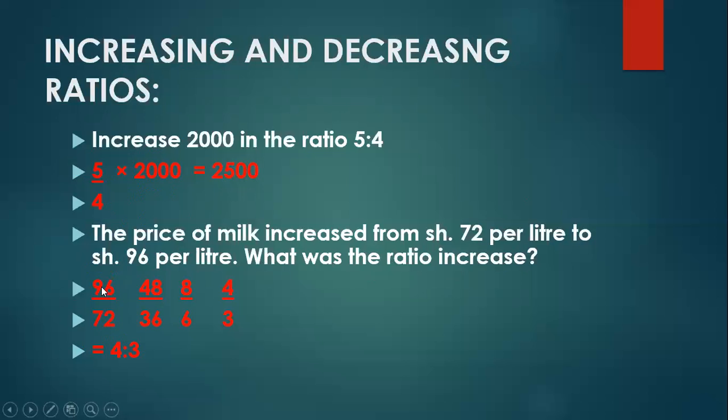If you simplify here by 2 is 48, by 2 is 36, or you can also say by 6 is 8, by 6 here is 6, by 2 is 4, by 2 here is 3. You can simplify any way, and you'll get your simplified fraction as 4 over 3, which will give you the increasing ratio, that is 4 is to 3.